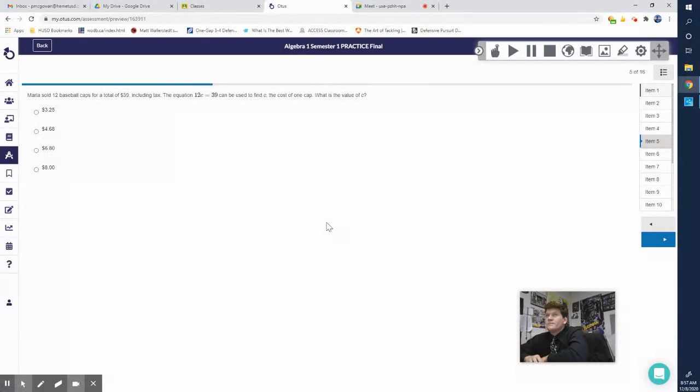Look at number five here. Getting back to some easier ones, you have this equation. Solve that equation for C. You got to divide both sides by 12. Should be a piece of cake there.